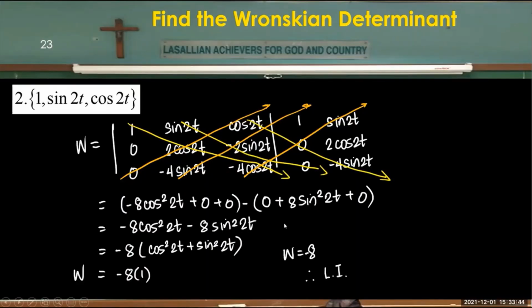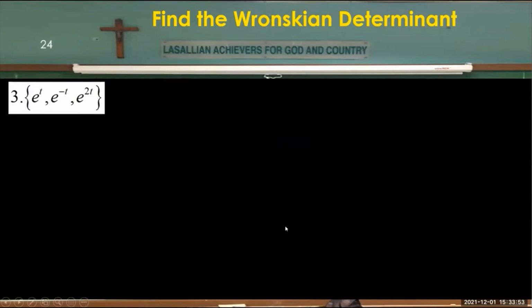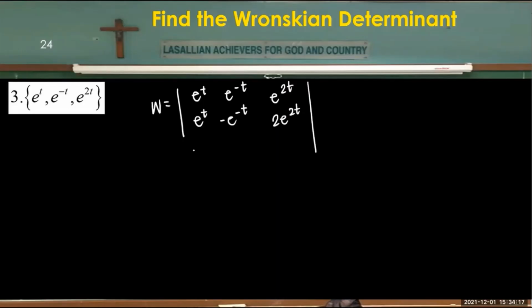So now that I have shown you the methods in determining linear dependence or independence, let's go to the next. This one's just easy. I'll leave this to you. Or maybe we can do this. So let's try. e to the t, e to the negative t, e to the 2t. At the bottom, it's e to the t, negative e to the negative t, 2e to the 2t, and then e to the t, e to the negative t, 4e to the 2t.